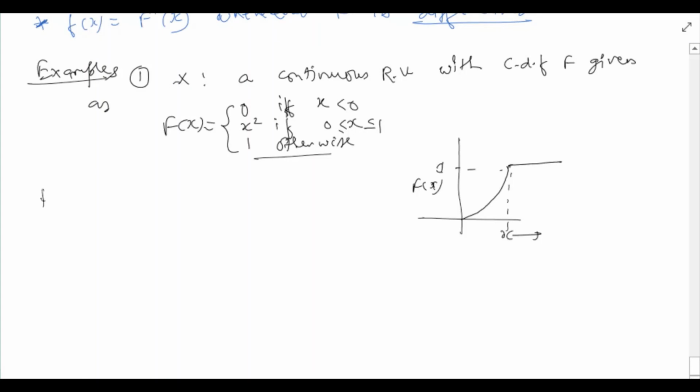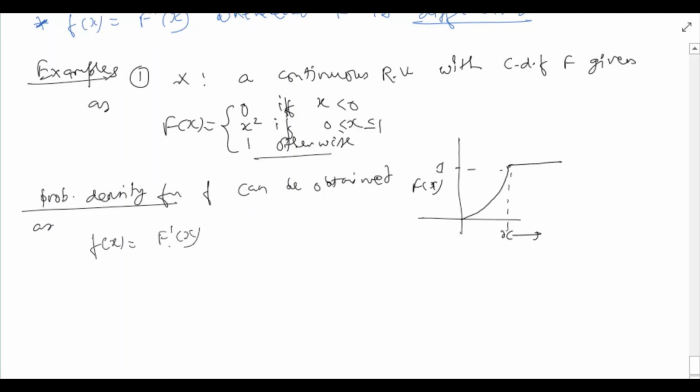In this case, the probability density function small f can be obtained as f(x) equals F prime(x) at all the points x at which F is differentiable. So this is equal to 2x for all x between 0 and 1, and f(x) is 0 outside this window.